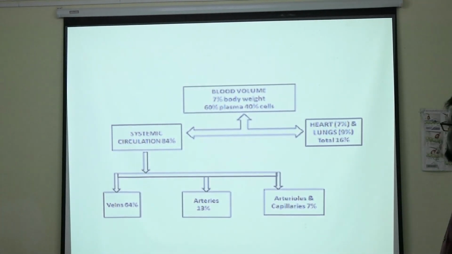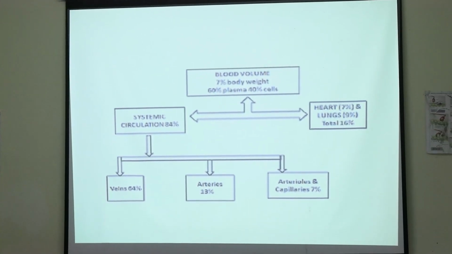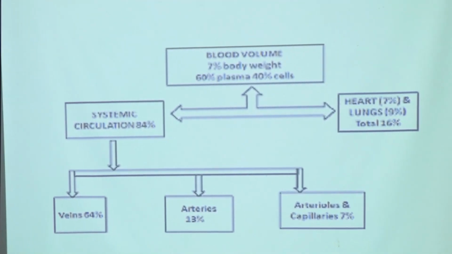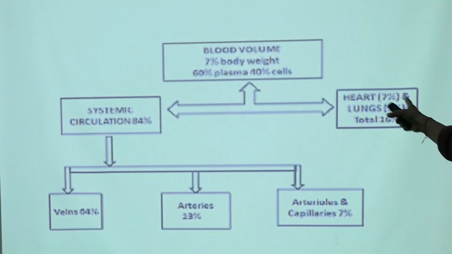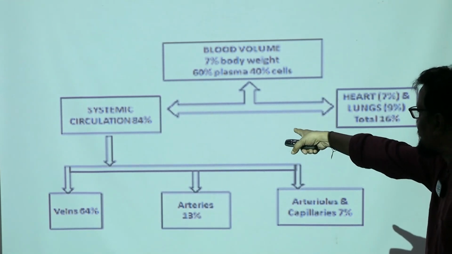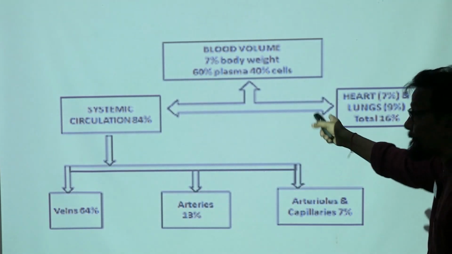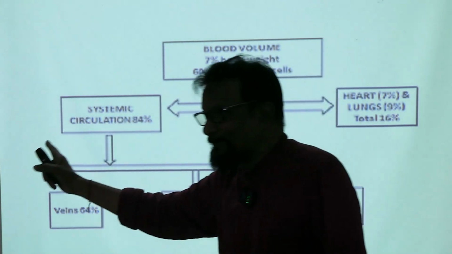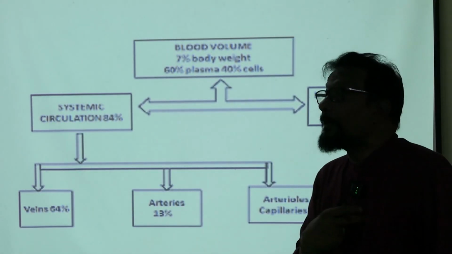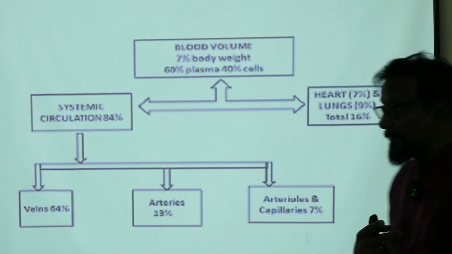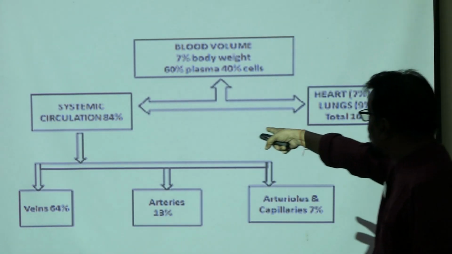Blood volume is 7% of body weight. Forget the last part. Now, some amount of blood will be going to the systemic circulation: 84% will be going to the systemic circulation, and 16% will be going to the pulmonary circulation, the lesser circulation.